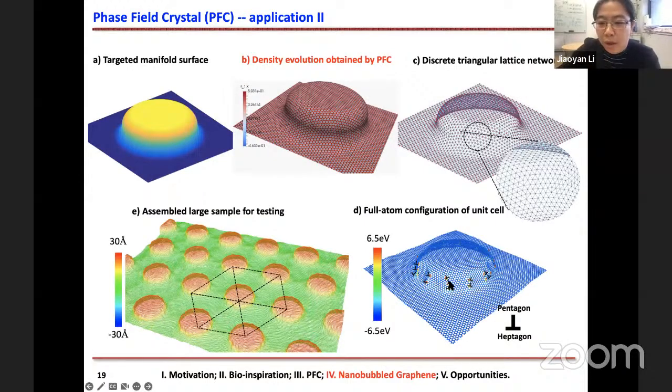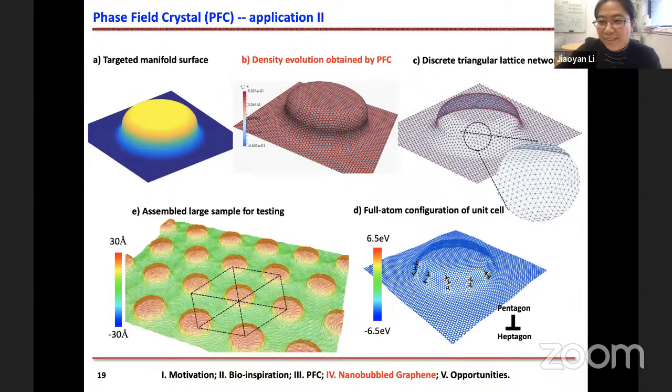So that's why we always see the pentagon and the heptagon pair close to each other to form the dislocation dipole. So it can serve as the basic element to construct the grain boundary.